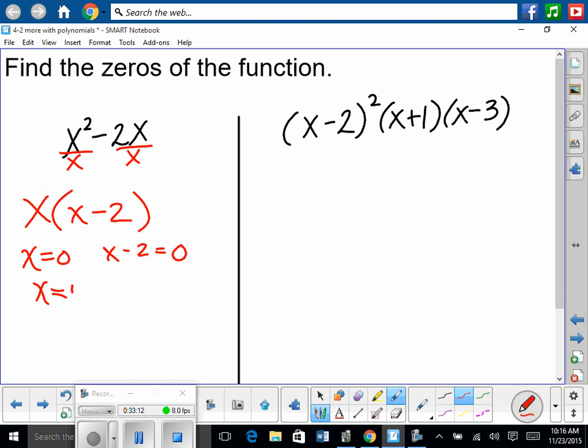So x is equal to 0. There's one of our answers. Add 2, x is equal to 2. Is everybody okay with that? That was easy as all heck, right? Everybody? What about this one?